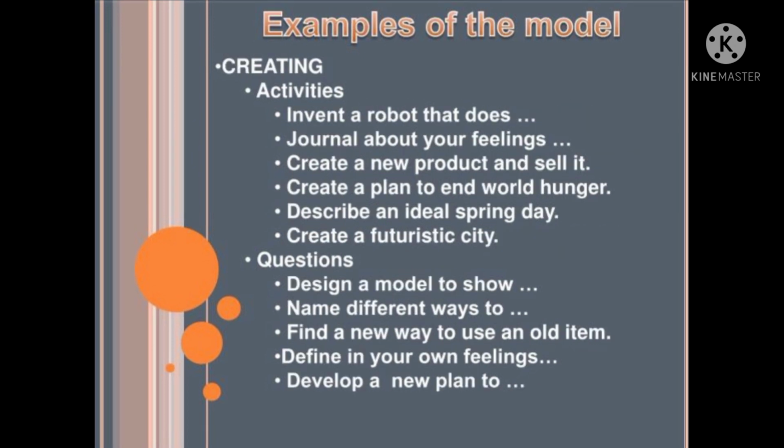And the highest level of Taxonomy 2001 is creating. Examples of the activities. Invent a robot that does. Journal about your feelings. Create a new product and sell it. Create a plan to end world hunger. Describe an ideal spring day.